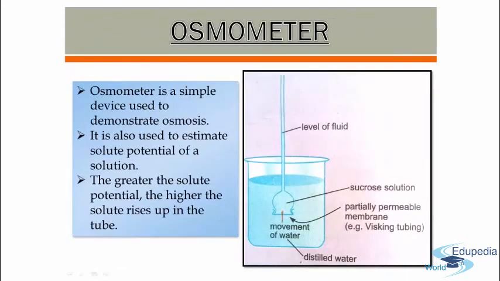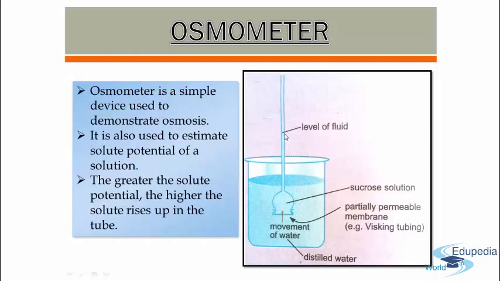Next we have the osmometer. It is a simple device used to demonstrate osmosis. It is also used to estimate solute potential of a solution. The greater the solute potential, the higher the solution rises up in the tube. You can see in the figure an osmometer, which is comprised of a partially permeable membrane. Here you can see the movement of distilled water, and here is the level of liquid that can be seen.